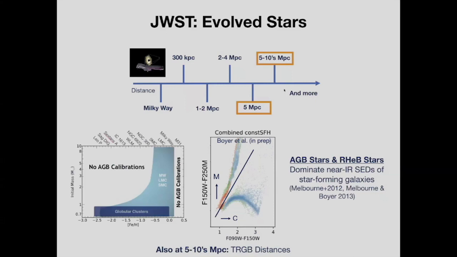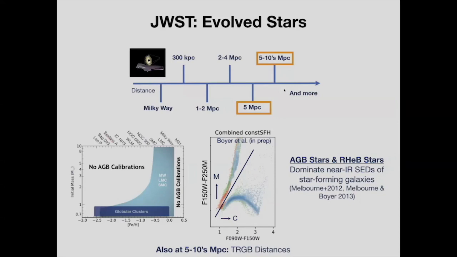And so it turns out that JWST broad plus medium bands are very good for separating out these classes of populations and providing excellent calibration samples for AGB stars, something that just hasn't been possible until now. And the last thing to note is that these luminous red stars, AGB, red helium burning, and red supergiant stars dominate the near IR SEDs of star-forming galaxies basically at all cosmic times. So as we shift into rest frame IR at higher redshifts, understanding these populations becomes increasingly important.